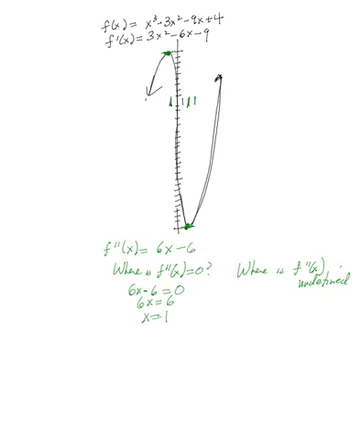Where's the second derivative undefined? Nowhere. 6x minus 6, you can put in any real number for x and get a real number. So put this number that resulted on a number line. I've got 2 intervals. The intervals are minus infinity to 1, that's this first interval, and 1 to infinity.